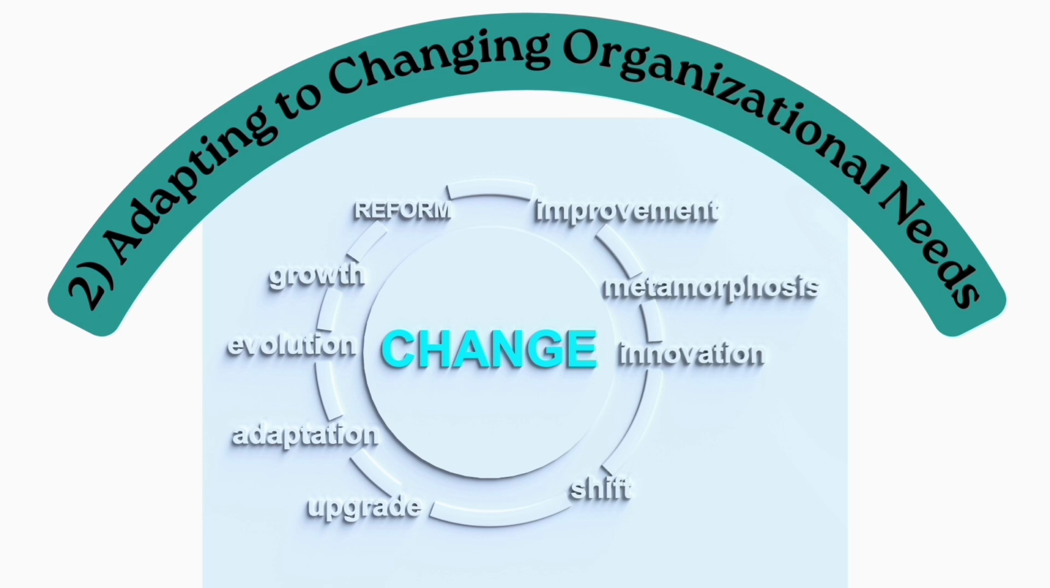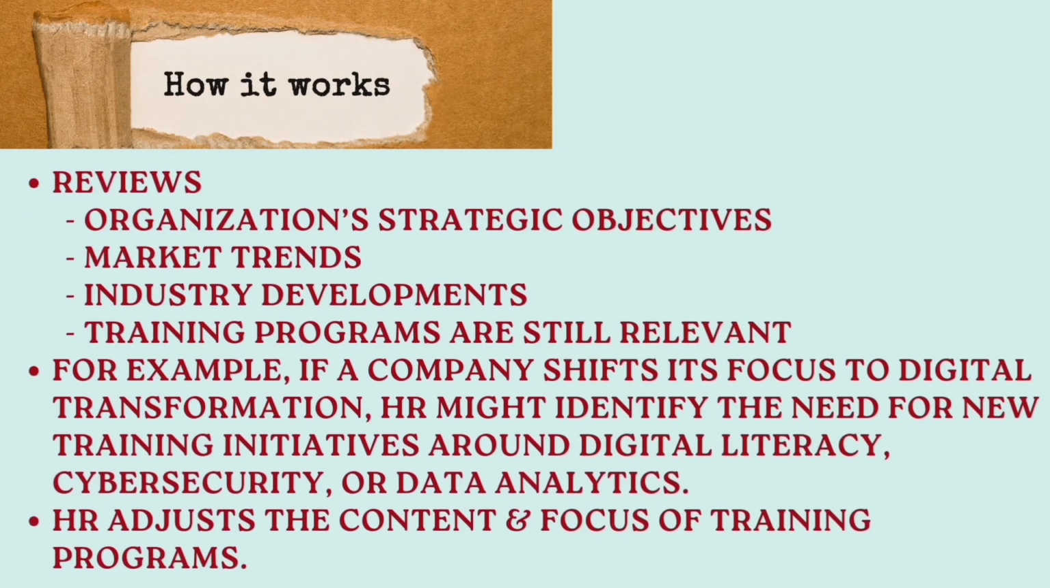So continuous improvement, you can say, in training and development means regularly updating programs to ensure they align with current business goals, strategies, and challenges. Fine. So yes, how this works, adapting to changing organizational needs. HR regularly reviews the organization's strategic objectives, market trends, and industry developments to assess what? To assess whether existing training programs are still relevant. Okay, we need to check this, that as per the changes in the market, as per the trends, as per the industry developments, whatever training we are providing, that still exists.